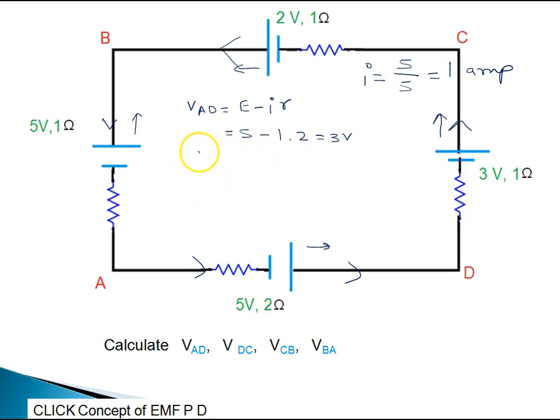Similarly, if somebody asks me VDC, again this is discharging, E minus IR, but here EMF is 3. Current is 1, resistance is also 1, if I am not wrong. It means what is VDC? That is 3 minus 1 is 2. I think I have done a little bit mistake here. Now, what is voltage across BC or CB? Again this cell is discharging. You will say 2 is the EMF. Current is given you 1. Resistance is given you 1. You will say 2 minus 1 is 1.